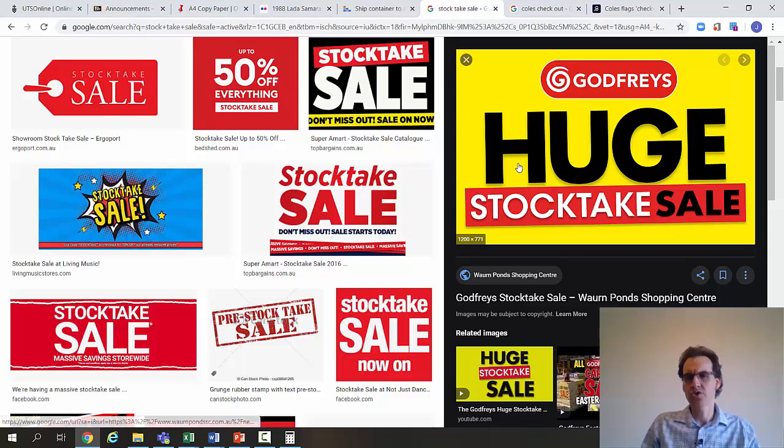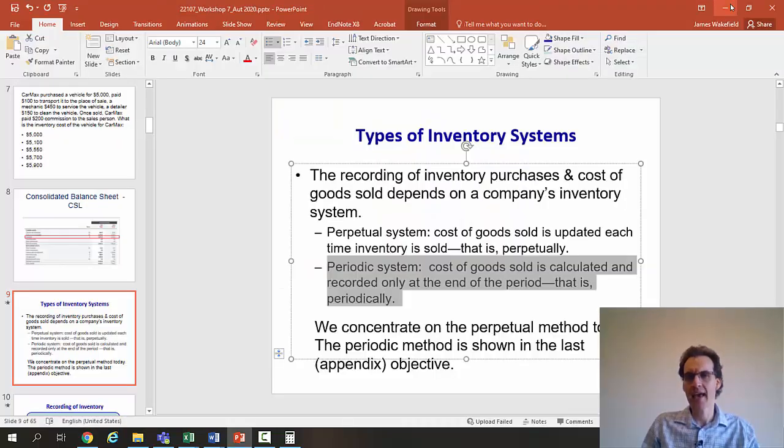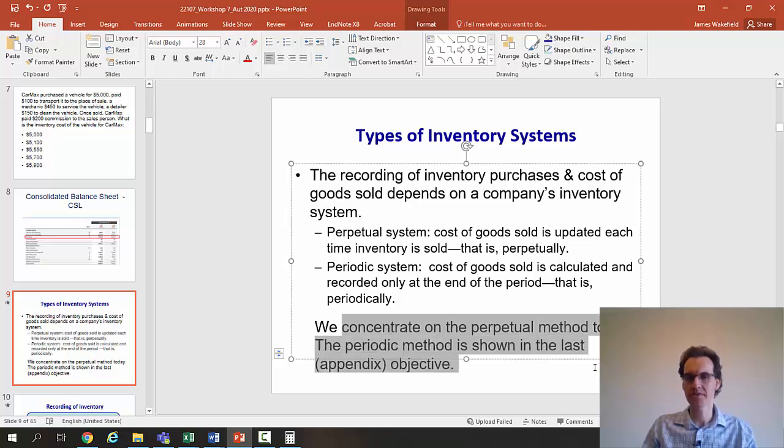So they would have conducted a stock take in order to check what inventory they had on hand, then to determine what the cost of goods sold was for the period. Now, a lot of businesses still use this terminology in their advertising campaigns, encouraging you to go along and buy products so they don't have to count it as part of their stock take. But in reality, most businesses are still using the perpetual inventory system. So that's the inventory system that we concentrate on for the purpose of today's workshop.